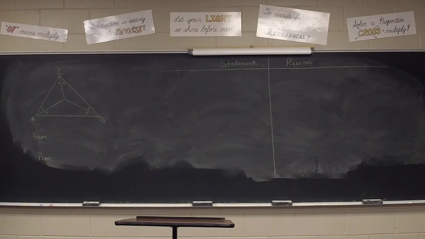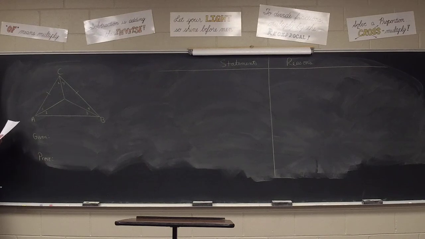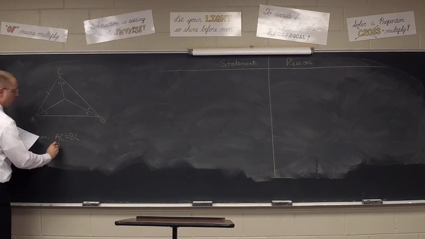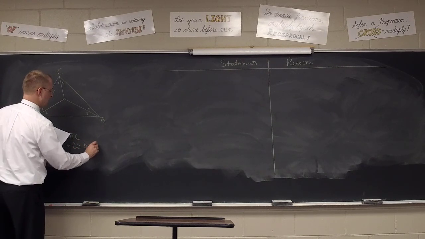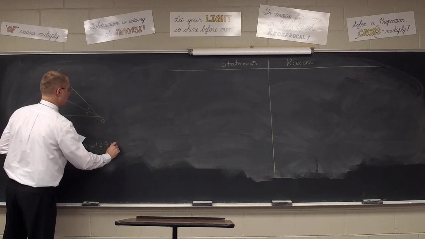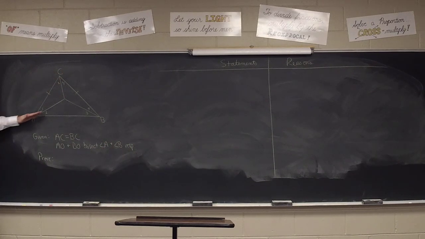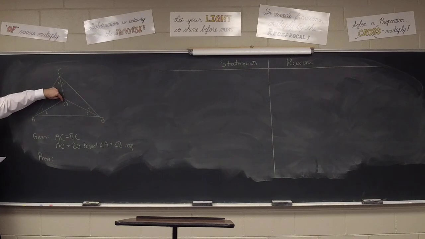It was just kind of sketched very quickly. I think it was drawn a little more carefully on the handout. And we were told that these two lines, AC and BC, are equal. We were also told that AO and BO bisect angle A and angle B, respectively. So we've got these two angle bisectors that meet at a point called O, and then from this intersection of the bisectors, it goes up to C.